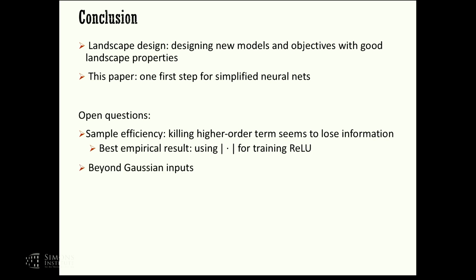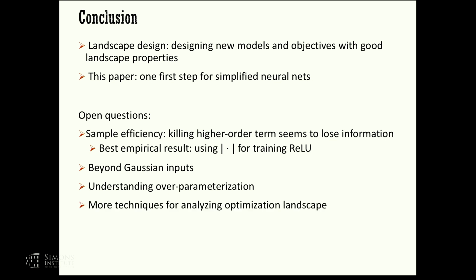And of course, can we go beyond Gaussian inputs? Our current technique cannot do that, but maybe some of the related techniques can be useful. Another question is whether we can understand overparametrization, which is another way to simply make the experiment work. And finally, we are also looking for more techniques for analyzing optimization landscape. Some of the difficulty here is that we don't know how to analyze the optimization landscape, so we have to shoot for a different objective that can be analyzable. Thank you.